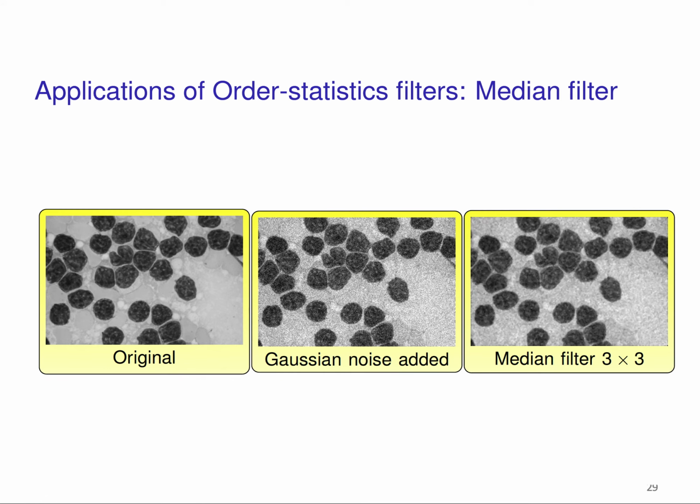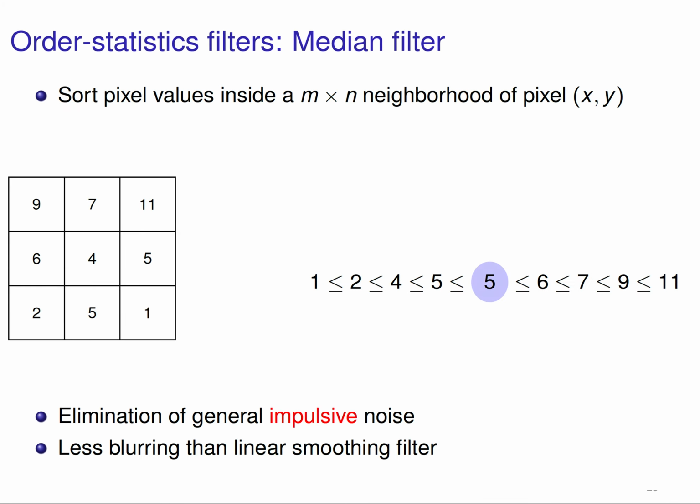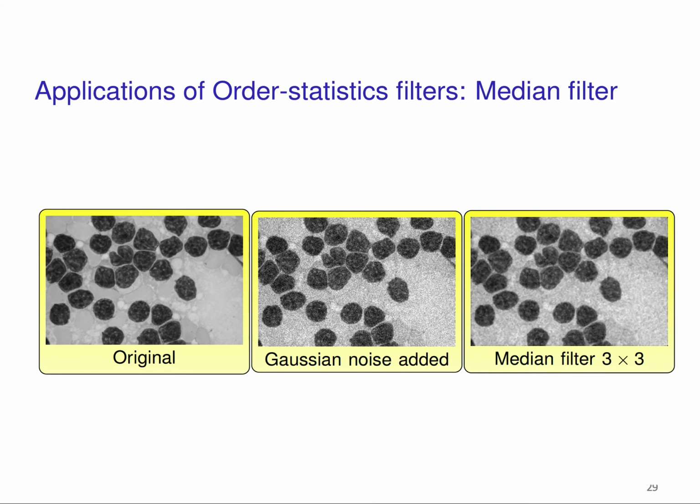That's why people like to use the median filter, because it is a really effective filter, as we mentioned before. It eliminates general impulsive noise, and it has less blurring than the smoothing filters. I hope this video clarifies how we use order statistic filters. We took a part of our grayscale image, a matrix, ordered the values, and then replaced the middle pixel, if it's a 3x3, with the largest, the smallest, or the median grayscale value.